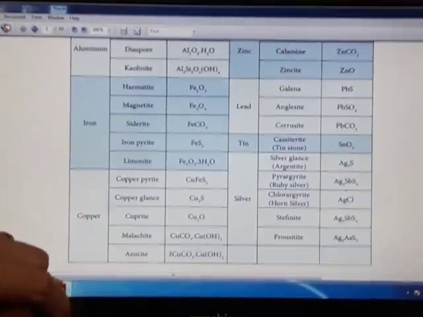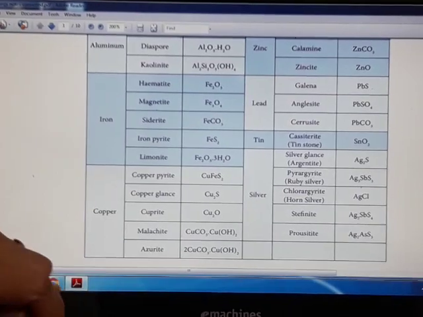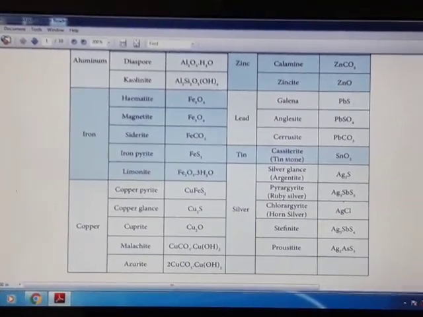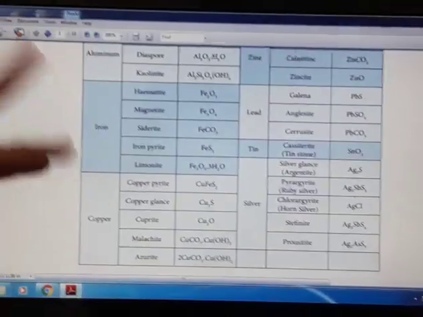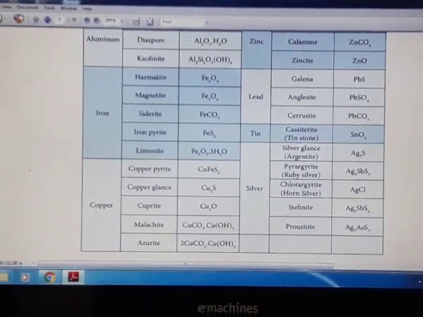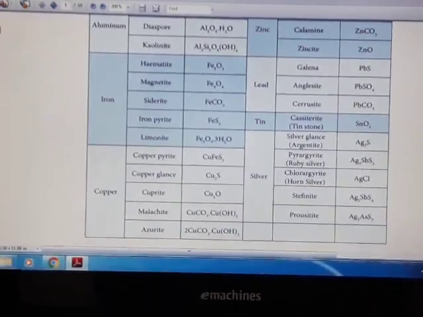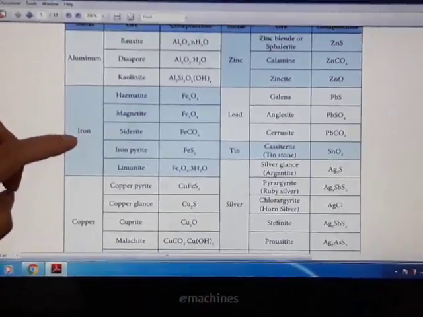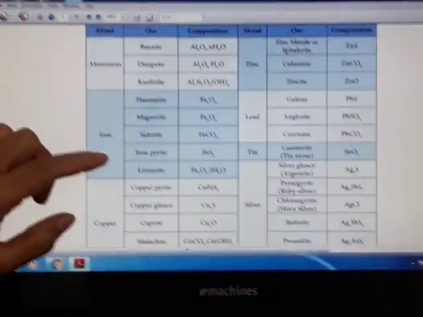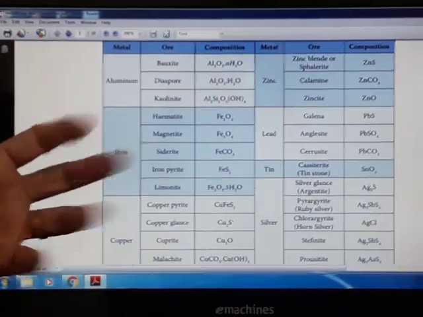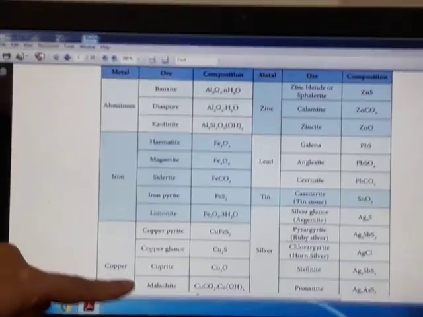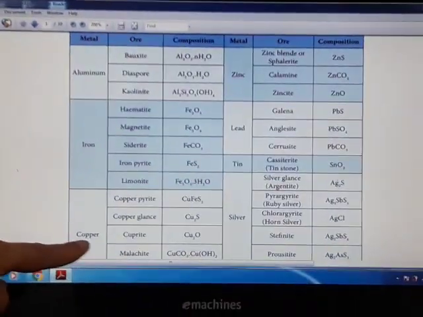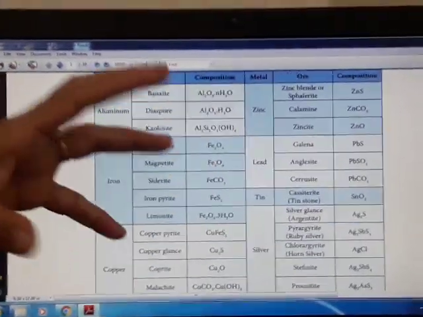Malachite, beta, you must have heard the name of malachite in the form of malachite green dye, which came into the news a few months ago, that a few vegetable vendors were using the dye malachite green for dyeing vegetables dark green so that they look attractive to the customer. So malachite is an ore of copper which is deep and dark green in color.